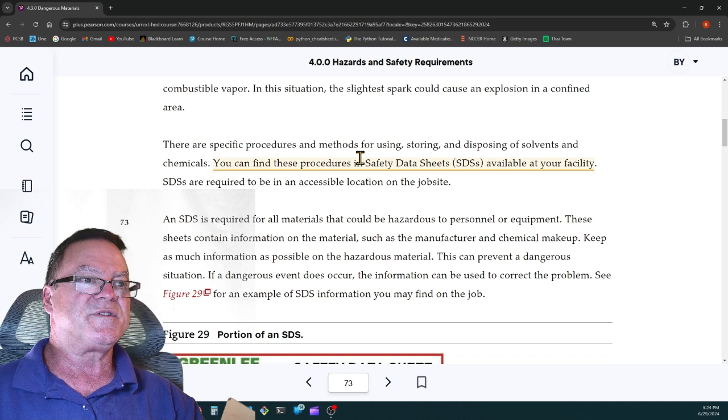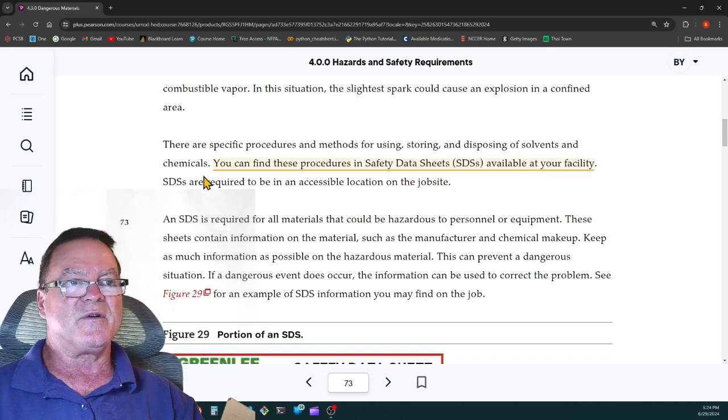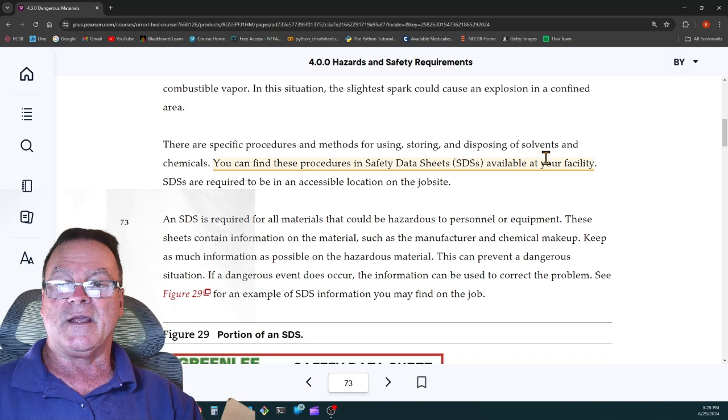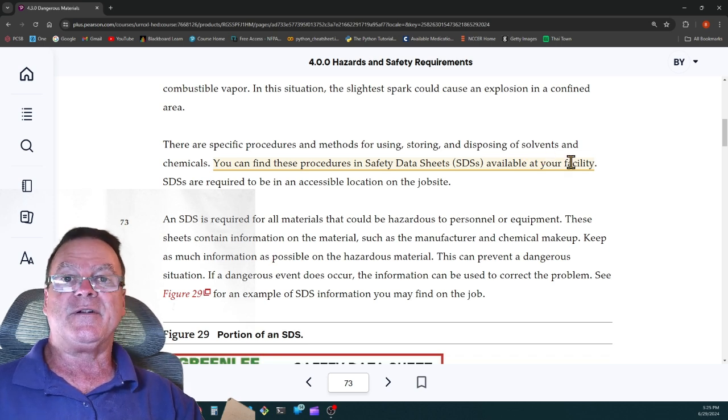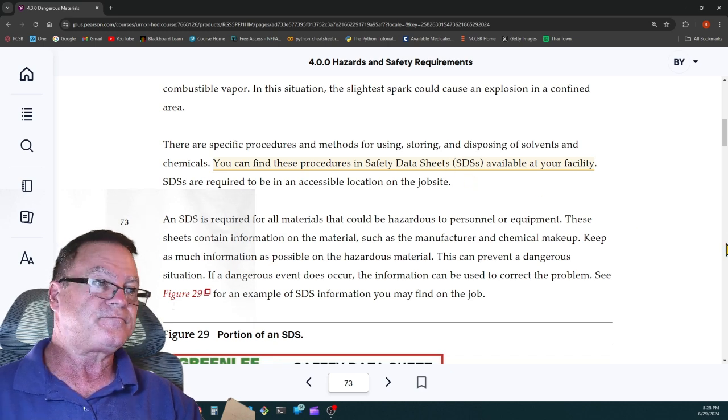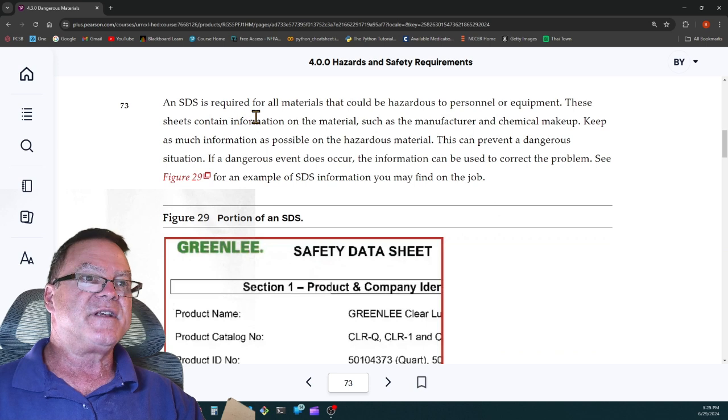There are specific procedures and methods for using, storing, and disposing of solvents and chemicals. This is a highlight. You can find these procedures in the safety data sheets available at your facility. Again, any material other than water on a job site must be accompanied with a safety data sheet. An SDS is required for all materials that can be hazardous to personnel or equipment.